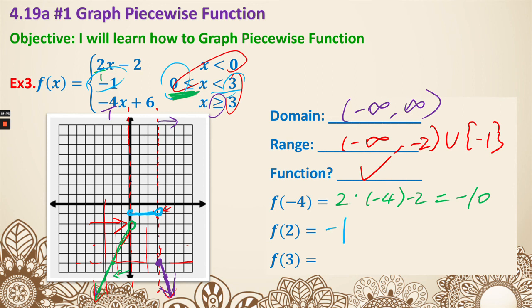Lastly, when it is 3, well, 3 is covered by the third function because that is x greater than or equal to 3. So I'm going to use the last function, negative 4 times 3 plus 6. It's negative 12 plus 6, which is negative 6. And that is everything for 4.19a. Thank you.